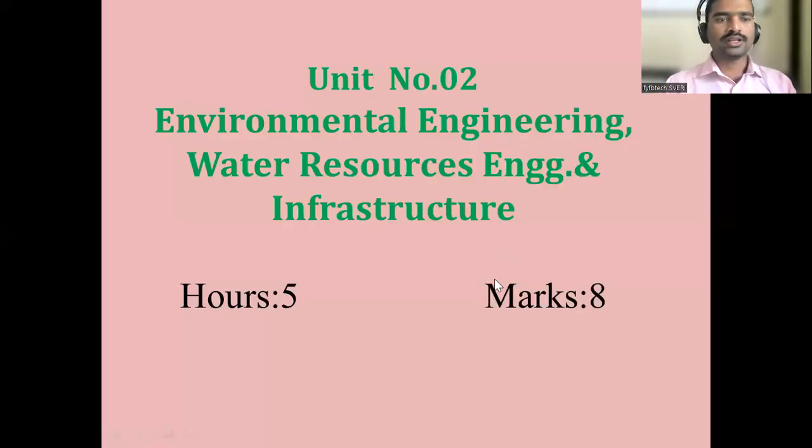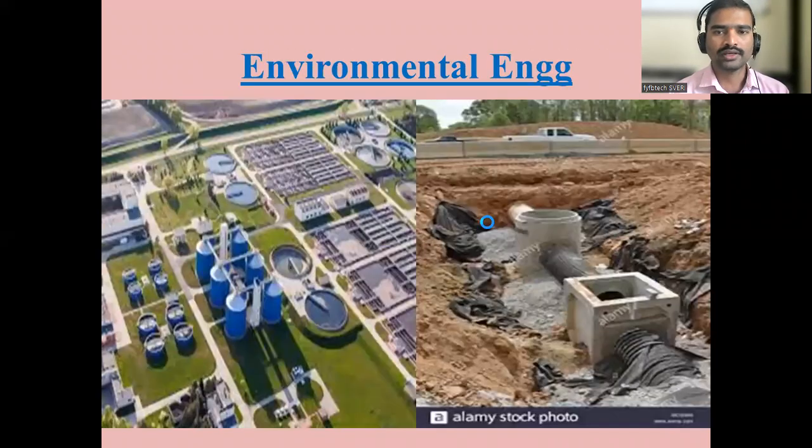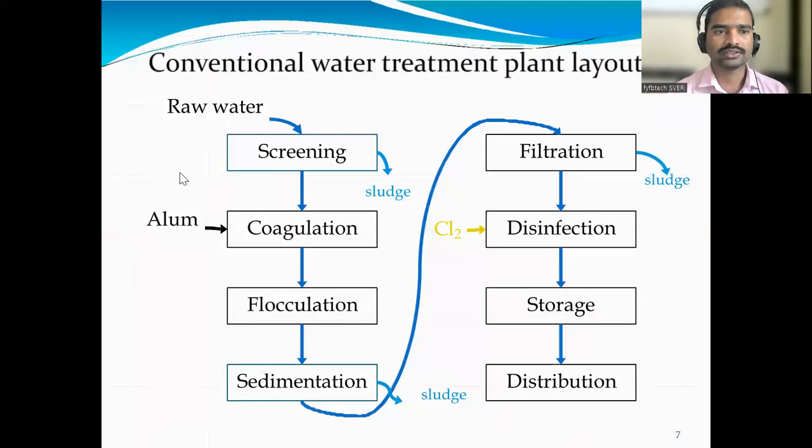Okay. So in the last class, we started with unit number 2, environmental engineering, water resources, and infrastructure. Which part did we study in the last class? That is WTP, the water treatment plant. Initially, water is collected from the source.